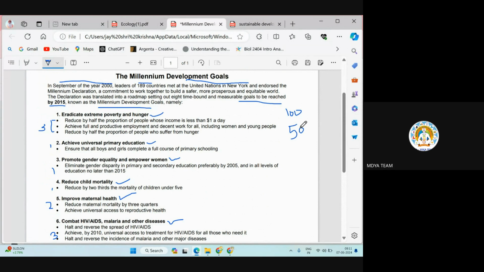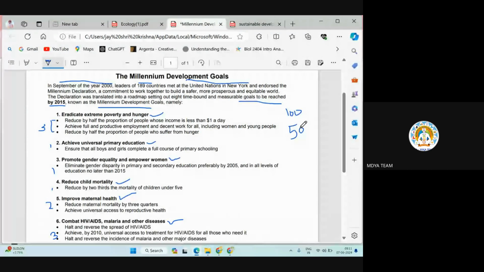Next is achieve full and productive employment and decent work for all, including women and young people. Next is reduce by half the portion of people who suffer from hunger. So these are the sub goals inside the first goal: eradicate extreme poverty and hunger. So there is nothing to explain in these Millennium Development Goals.